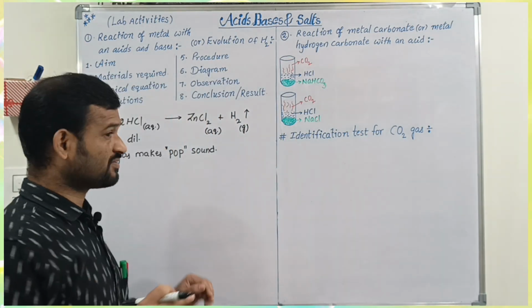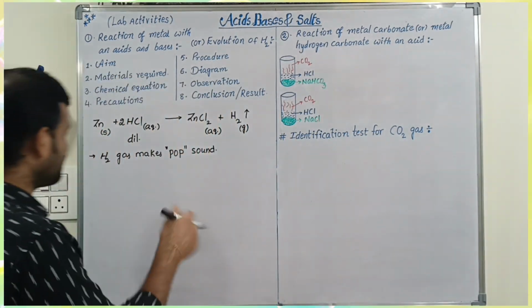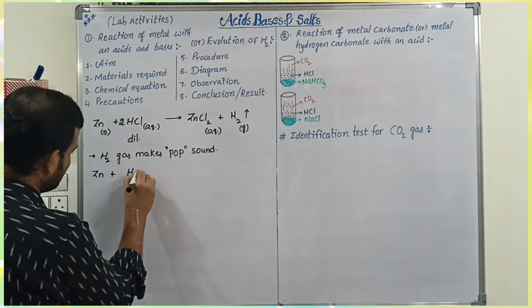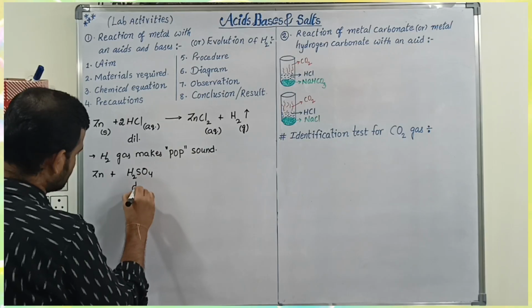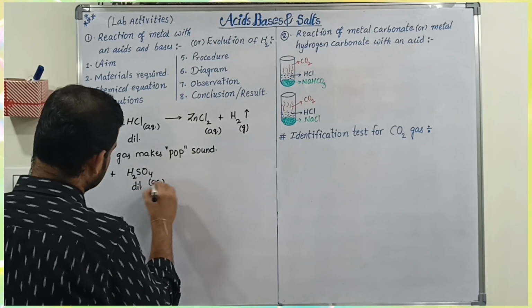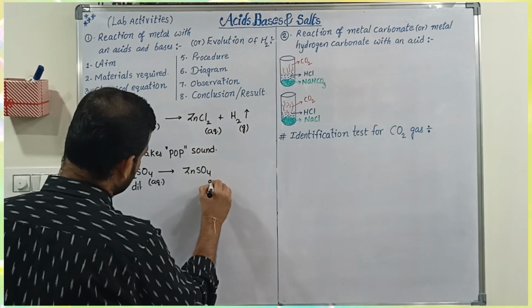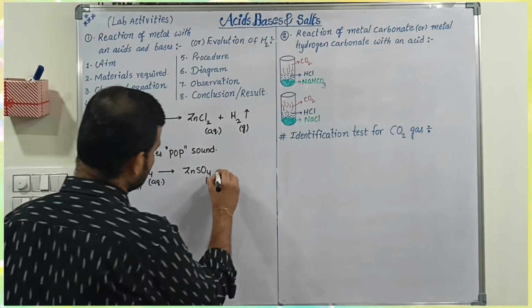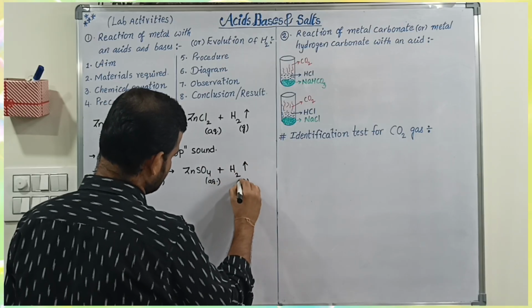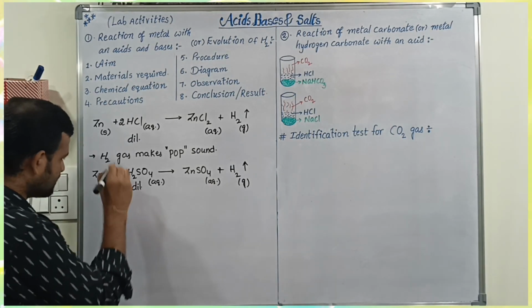Sometimes they will give another acid in place of HCl, either H2SO4, HNO3 or acetic acid. If you take H2SO4, then zinc granule reacts with dilute sulfuric acid and gives ZnSO4, zinc sulfate, aqueous solution, and in this also hydrogen gas is evolved. Understand? Here zinc is a solid substance.